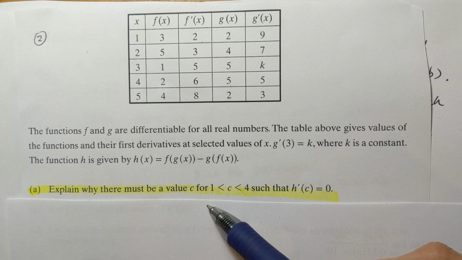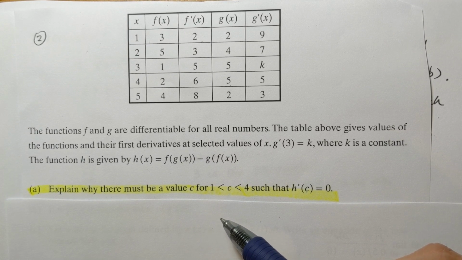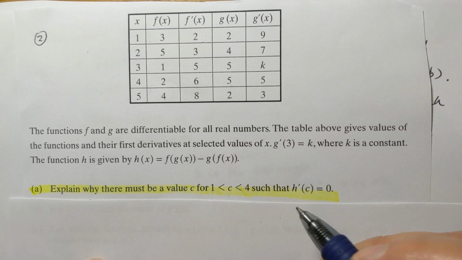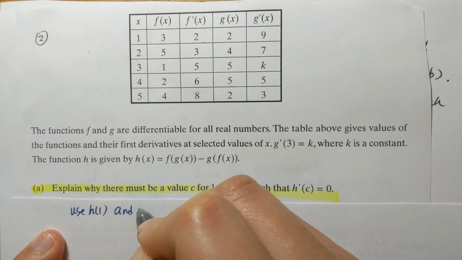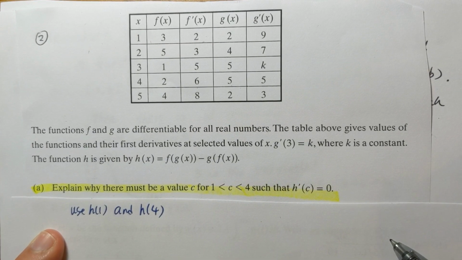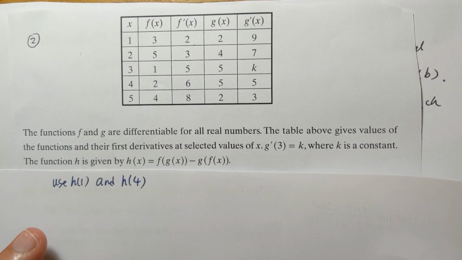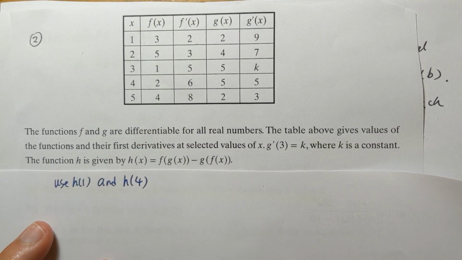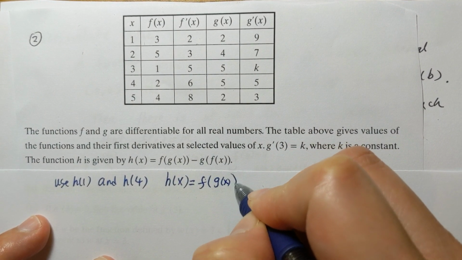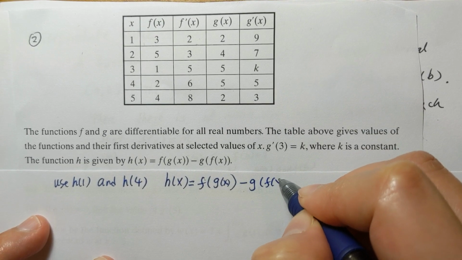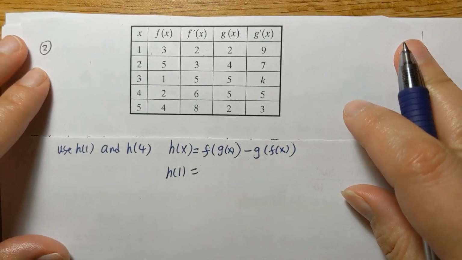But we have to use the endpoints because you have to use f of b minus f of a over b minus a. So we need to use x equals 1 and x equals 4 as the endpoints in the calculation. So now we have to calculate h of 1 and h of 4, to see if we can find the slope equal to 0. So h of x equals f of g of x minus g of f of x. So now we're going to find h of 1. Okay, now I can move up so I can see the table.